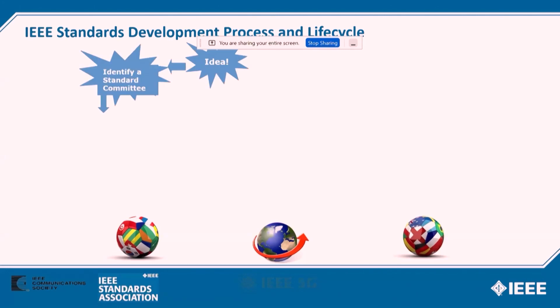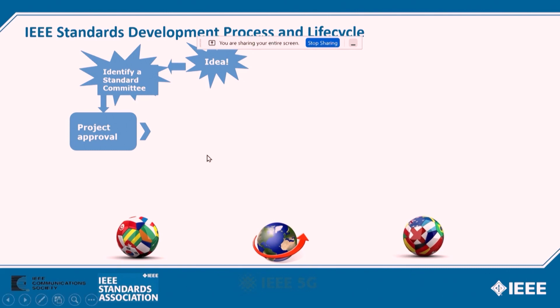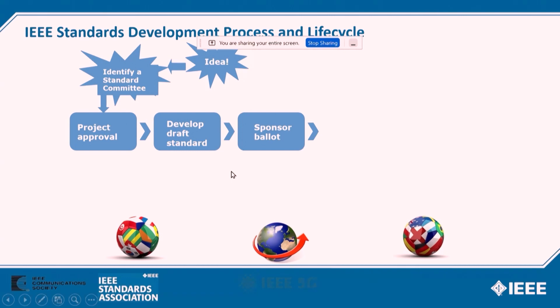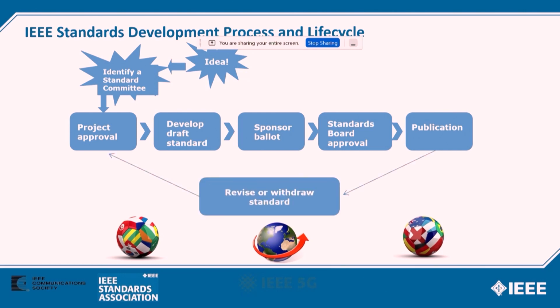So as I said, the standard has to come from somewhere, right? There has to be support behind it, a group of people that has an idea and identifies a standard committee where it fits. You can get help in doing that. You get a project approval, and you start working on a standard in the working group. You go to sponsor ballot, you get an approval for the standard, and you publish. So it's just a graphic depiction of what I just told you before.